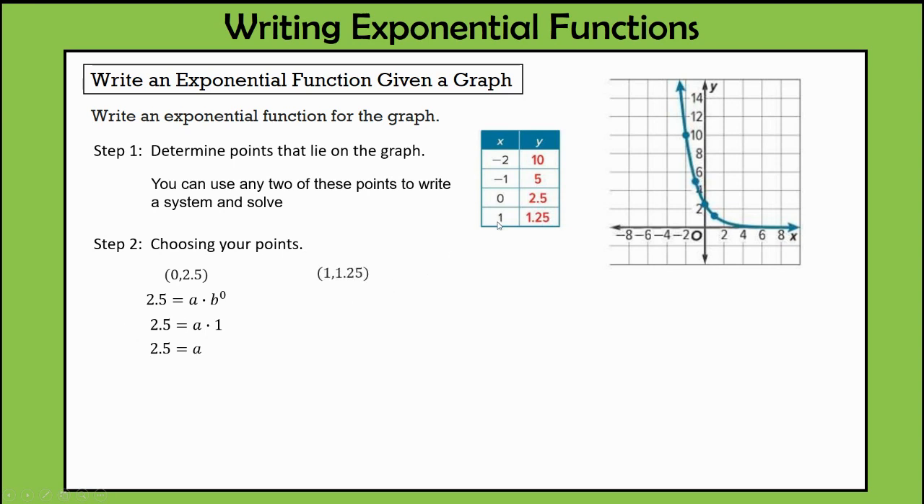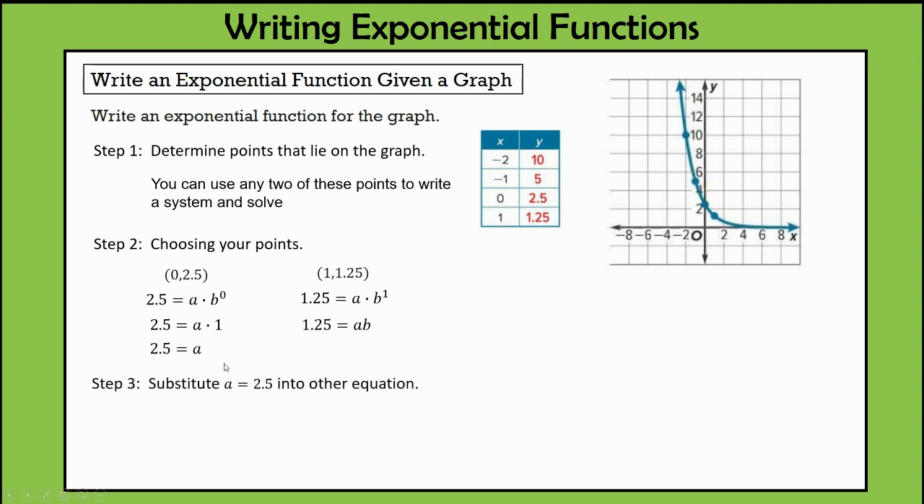Now I'm going to take another point. I use 1.25, and I'm going to write its equation. y equals a times b to the x. So y is 1.25, x is 1. Okay. That's really 1.25 equals ab. Now I already have a. So I just have to find b.